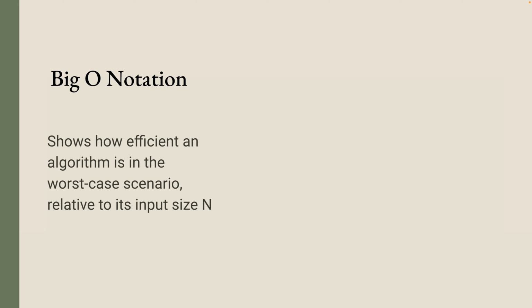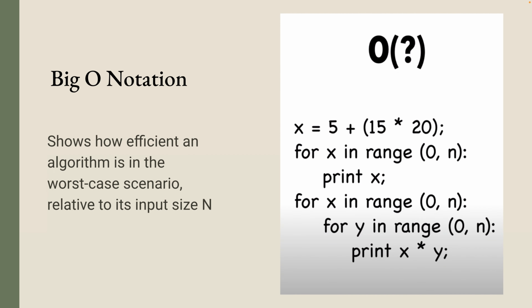Okay? So in this example, I know the code is Python, but we could imagine it being similar to C++. This first line here, x equals 5 plus 15 times 20. Does that depend on any input size? No. So in this case, what would the big O of that be? O of 1. That's what we call constant time. Even if we had an array with 1,000,000 elements, this top line is always going to just run one time. So we call it O of 1.